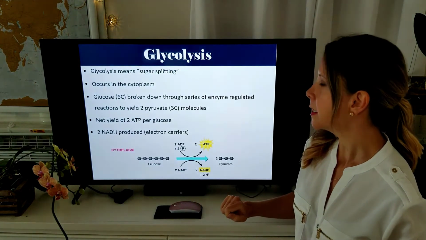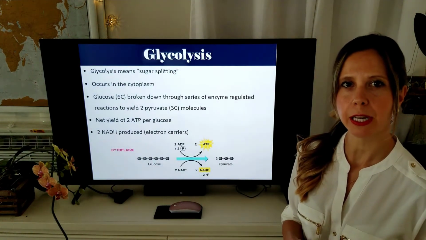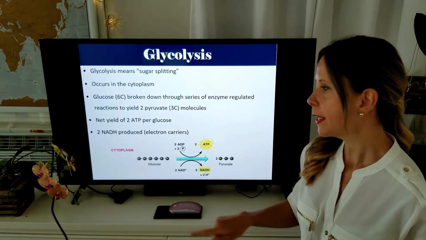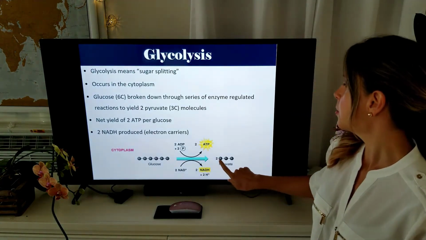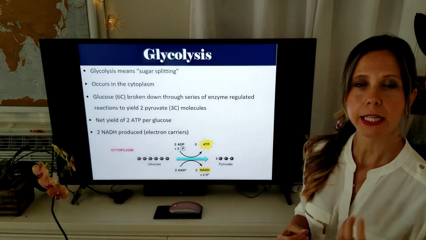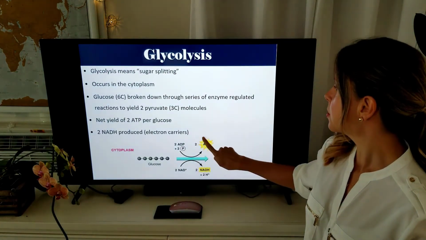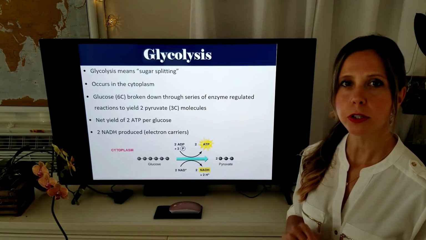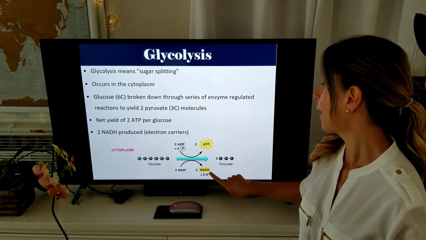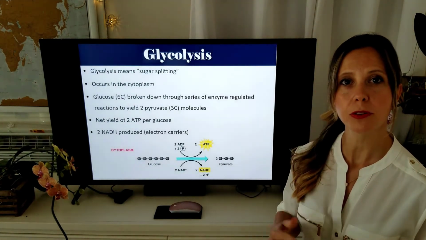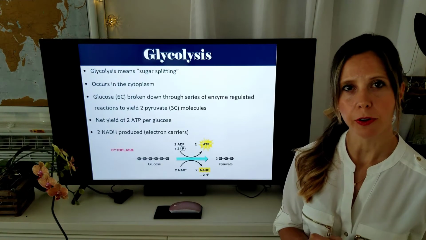And during glycolysis, we have a number of enzyme-regulated reactions that are going to break that glucose down into 2 pyruvate molecules, each having 3 carbon atoms. This process is going to produce 2 ATP, and it's also going to generate our electron carrier NADH. We'll get 2 NADH per original glucose molecule.